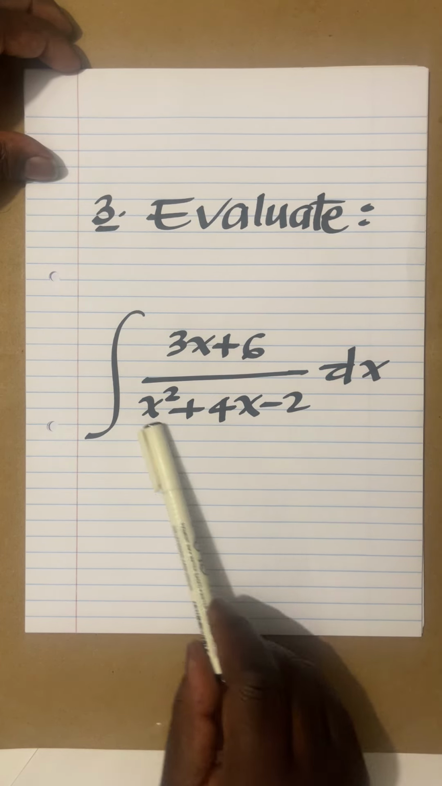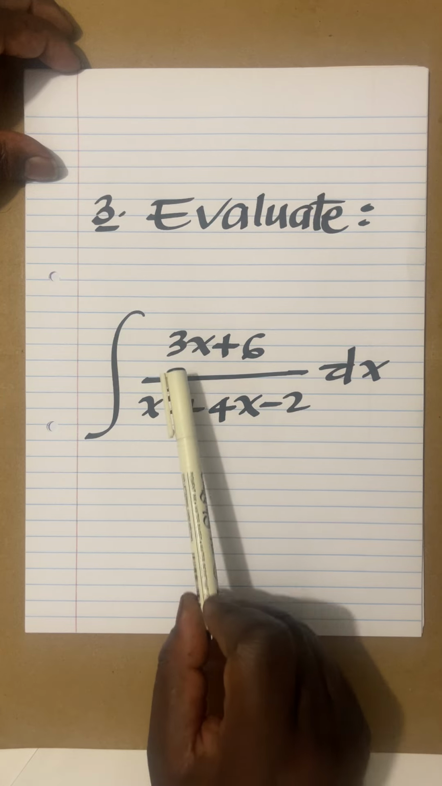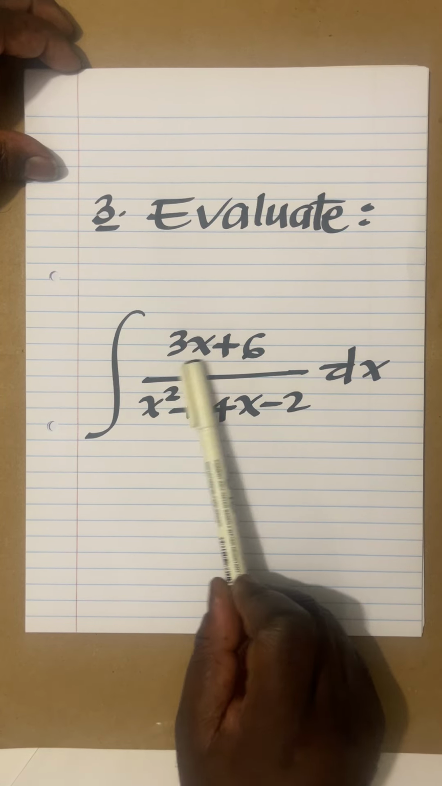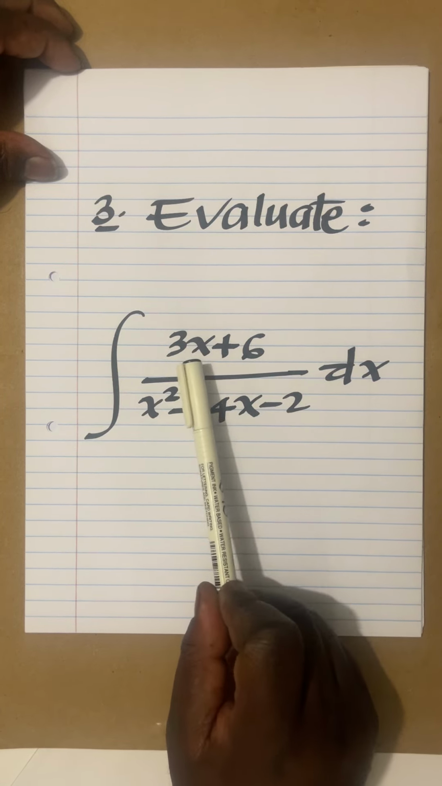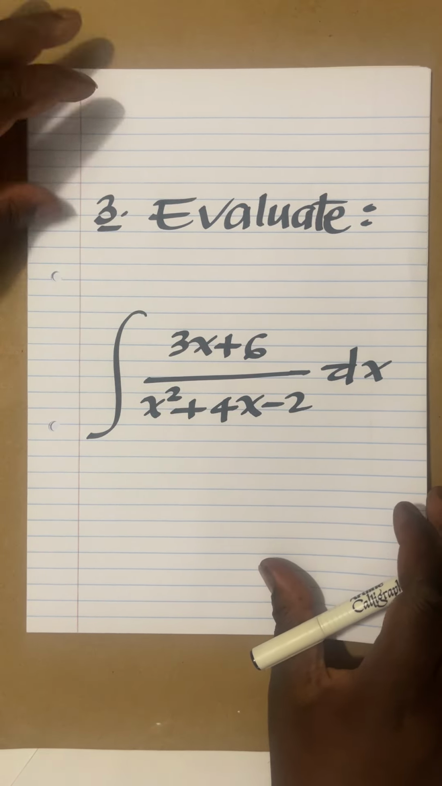If you differentiate the denominator, you're going to have 2x plus 4. But in the numerator, I have 3x plus 6. I need 2x plus 4 there because of this x. So I need to have 2x plus 4, which means I need to do something before u-substitution can be applied. Oh, so here is how it's going to go.